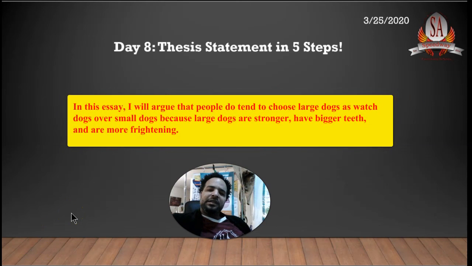So my final thesis again reads, in this essay, I will argue that people do tend to choose large dogs as watchdogs over small dogs because large dogs are stronger, have bigger teeth, and are more fearsome. That is it, guys. We have just written a thesis statement that will allow us to write a long and strong essay.